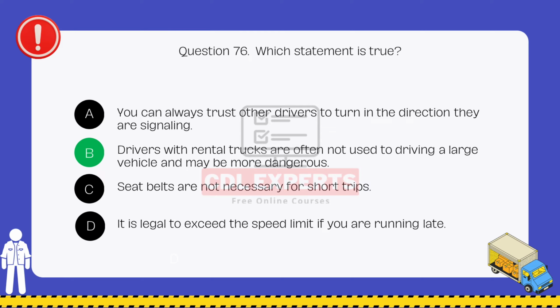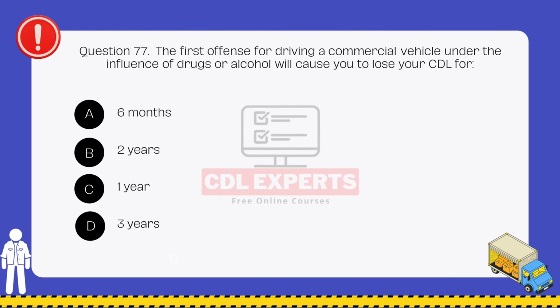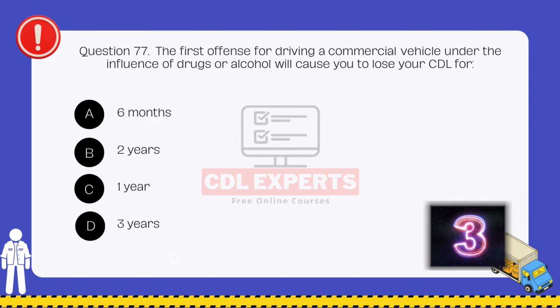The correct option is B. The first offense for driving a commercial vehicle under the influence of drugs or alcohol will cause you to lose your CDL for 6 months, 2 years, 1 year, 3 years.